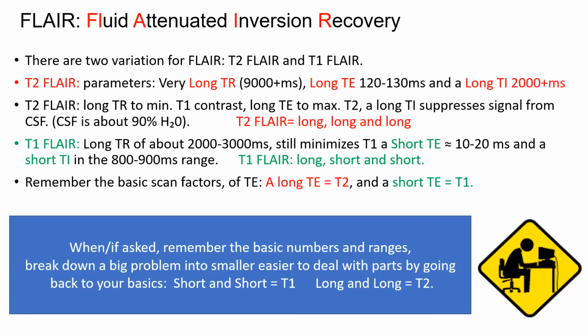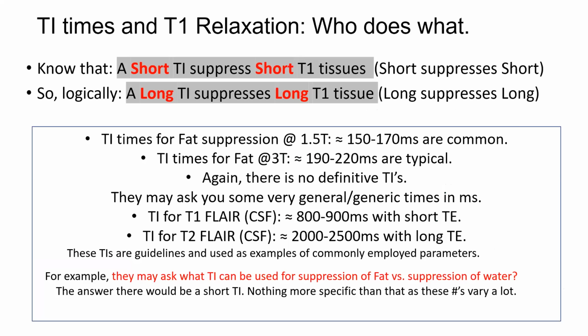Okay, break down a big problem into a smaller problem, because I just gave you all kinds of variables here, right? Make a big problem into a smaller problem. Okay, basics. Short and short is T1. So we're going to have a short TE and a shorter TI, T1. You're going to have long and long. That's going to be T2. Another easy way to remember this is a short TI suppresses short T1 tissues. Long TI suppresses long T1 tissues. Okay.